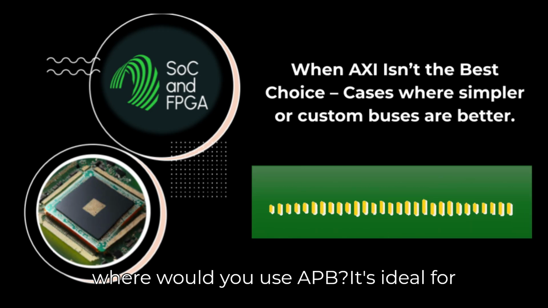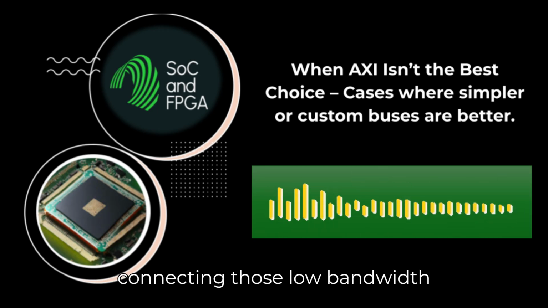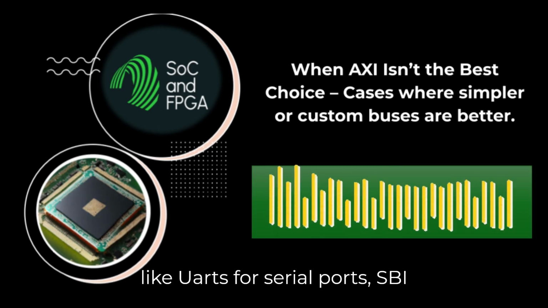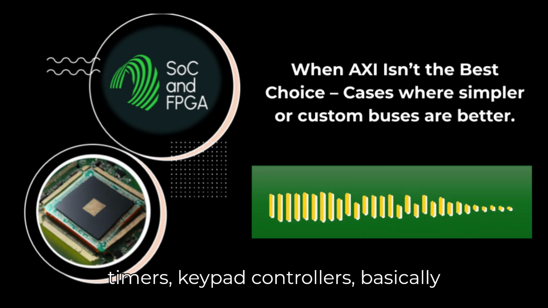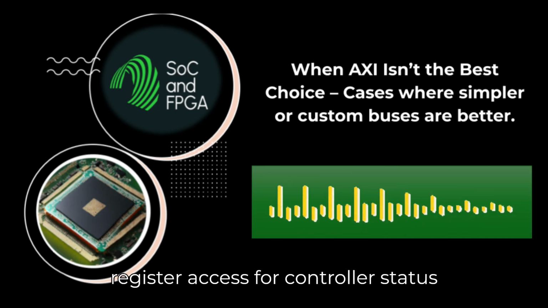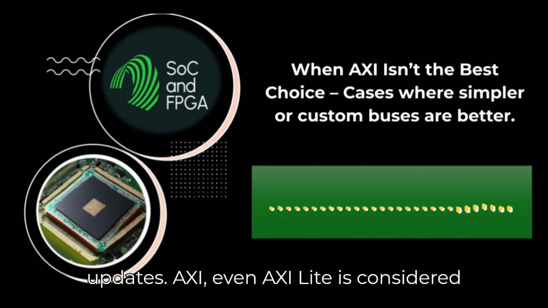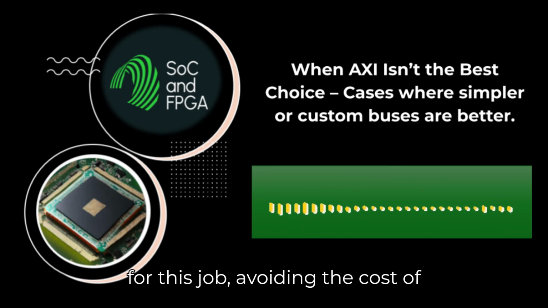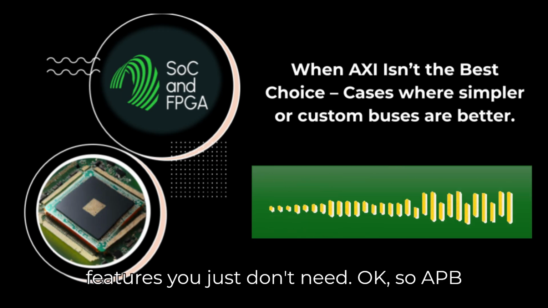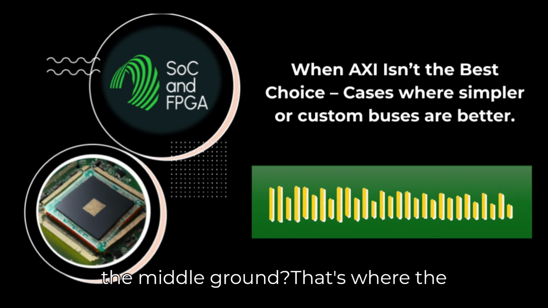And where would you use APB? It's ideal for connecting those low-bandwidth peripherals we mentioned earlier, things like UARTs for serial ports, SPI interfaces for simple sensors, GPIO pins, timers, keypad controllers, basically anything that only needs occasional register access for control or status updates. AXI, even AXI Lite, is considered huge overkill here. APB is purpose-built for this job, avoiding the cost of features you just don't need. Okay, so APB for the really simple stuff. What about the middle ground?